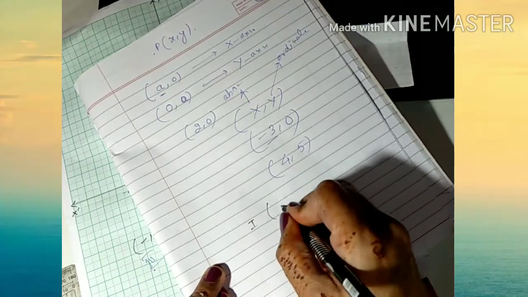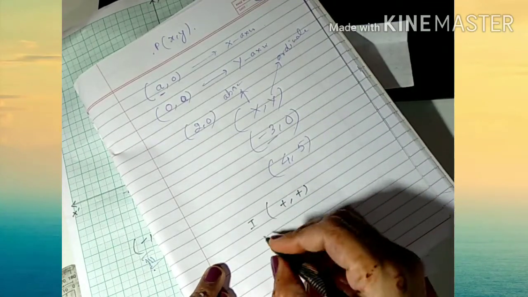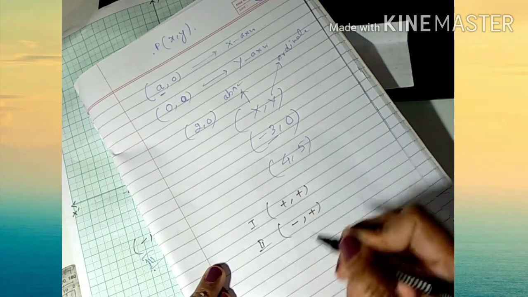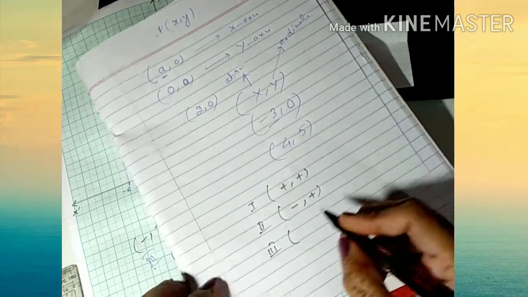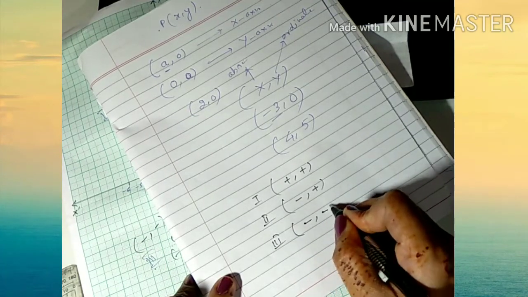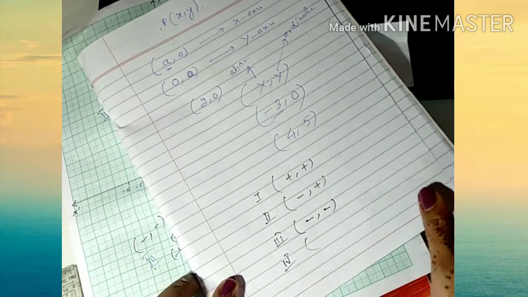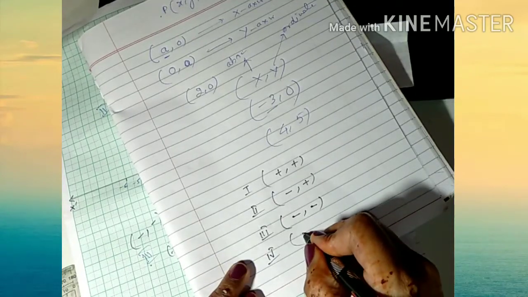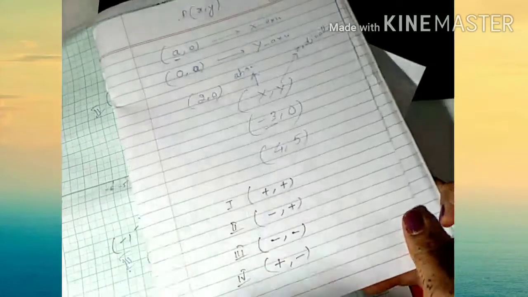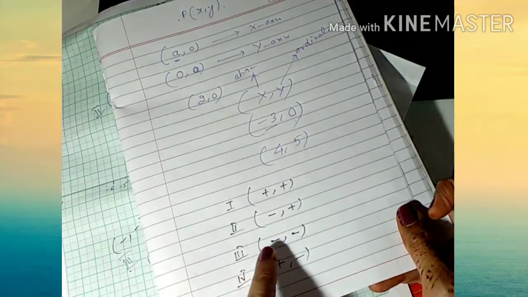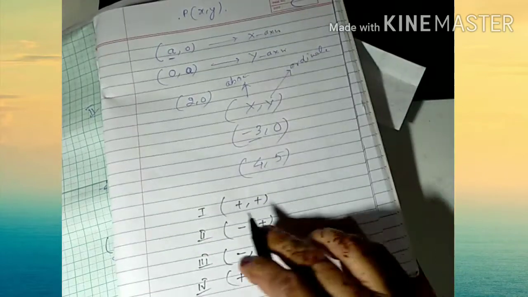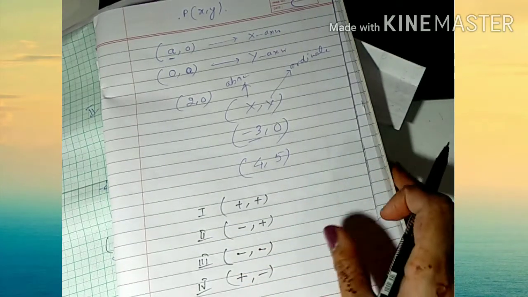In the first quadrant we are having the points plus plus. In the second quadrant we are having the sign minus plus. In the third quadrant, minus minus. In the fourth quadrant it is plus minus. Okay? So without even looking at the number digits, the values of x and y, only by seeing the sign we can tell which quadrant it is in.